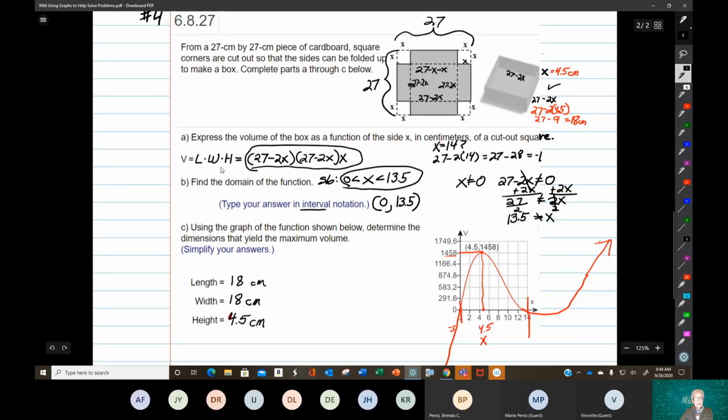So you have to know that volume is length times width times height. And then you have to have a good imaginer, but luckily they give you a drawing here. You're going to fold up the sides after you cut out the equal length and width squares from each corner. You get x high, 27 minus 2x by 27 minus 2x. Length times width times height is the formula for the volume of a box.